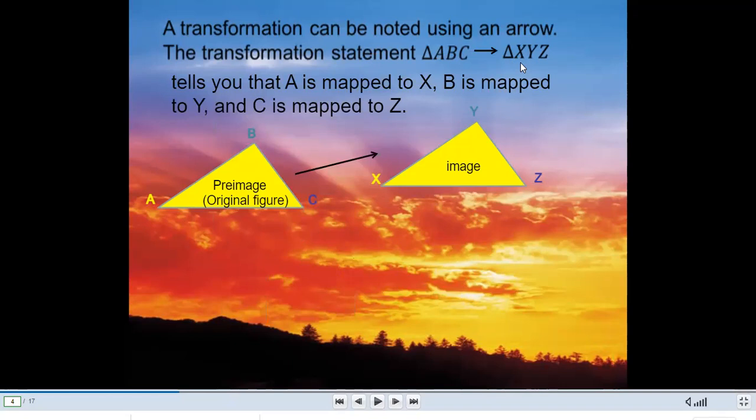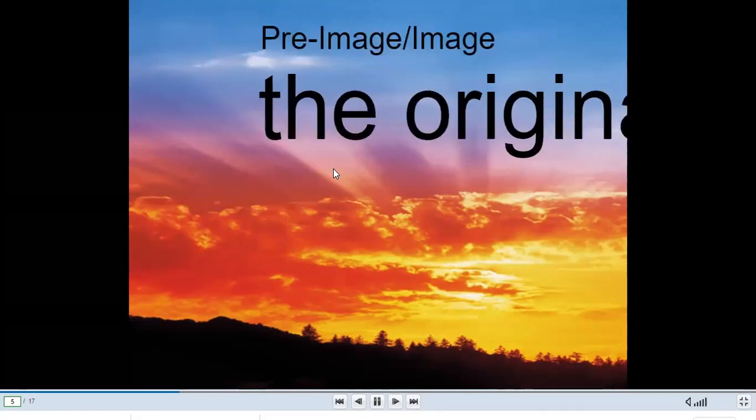to the triangle XYZ. So the pre-image is ABC and the image is XYZ. It tells you that A is mapped to X. Then I have A, it's mapped to X. And B is mapped to what? B to Y. And C? Z. So the first one is the pre-image and the second one is the image.